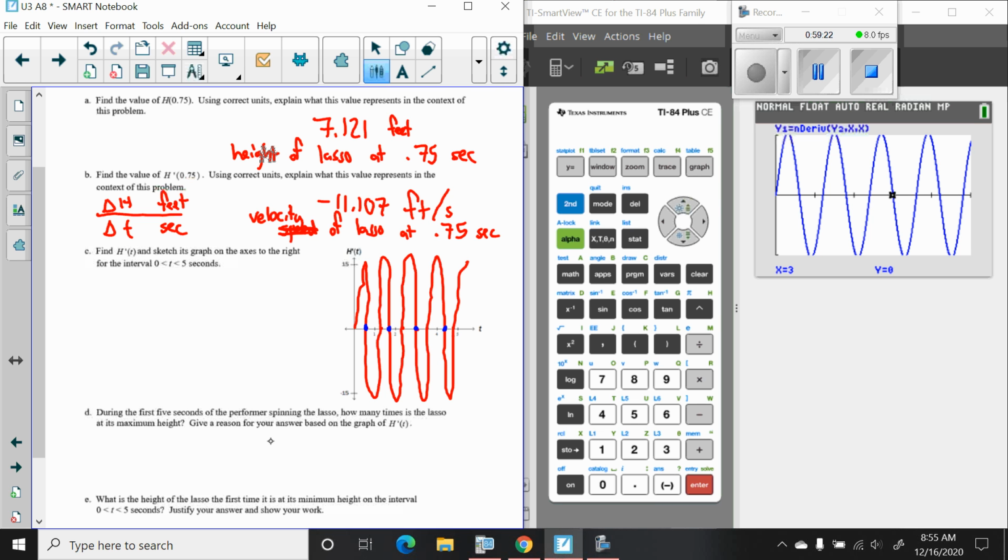And we can confirm that with the other one. But how many times is the lasso at its maximum height? 4. Give a reason: because h prime changes from positive to negative 4 times on the interval. One, two, three, four. All right.